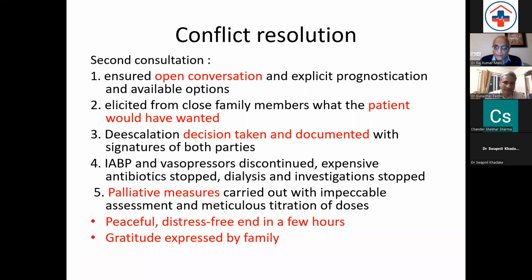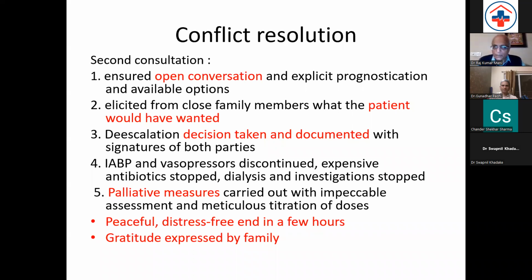So what did we do? We removed the IABP and vasopressors, and expensive antibiotics were stopped. In fact, all expensive medication was stopped because they were meaningless. Dialysis and investigation were futile at this juncture, so we stopped. The palliative care measures were carried out with impeccable assessment and meticulous titration of doses, which is what we owe to the patient at all times.